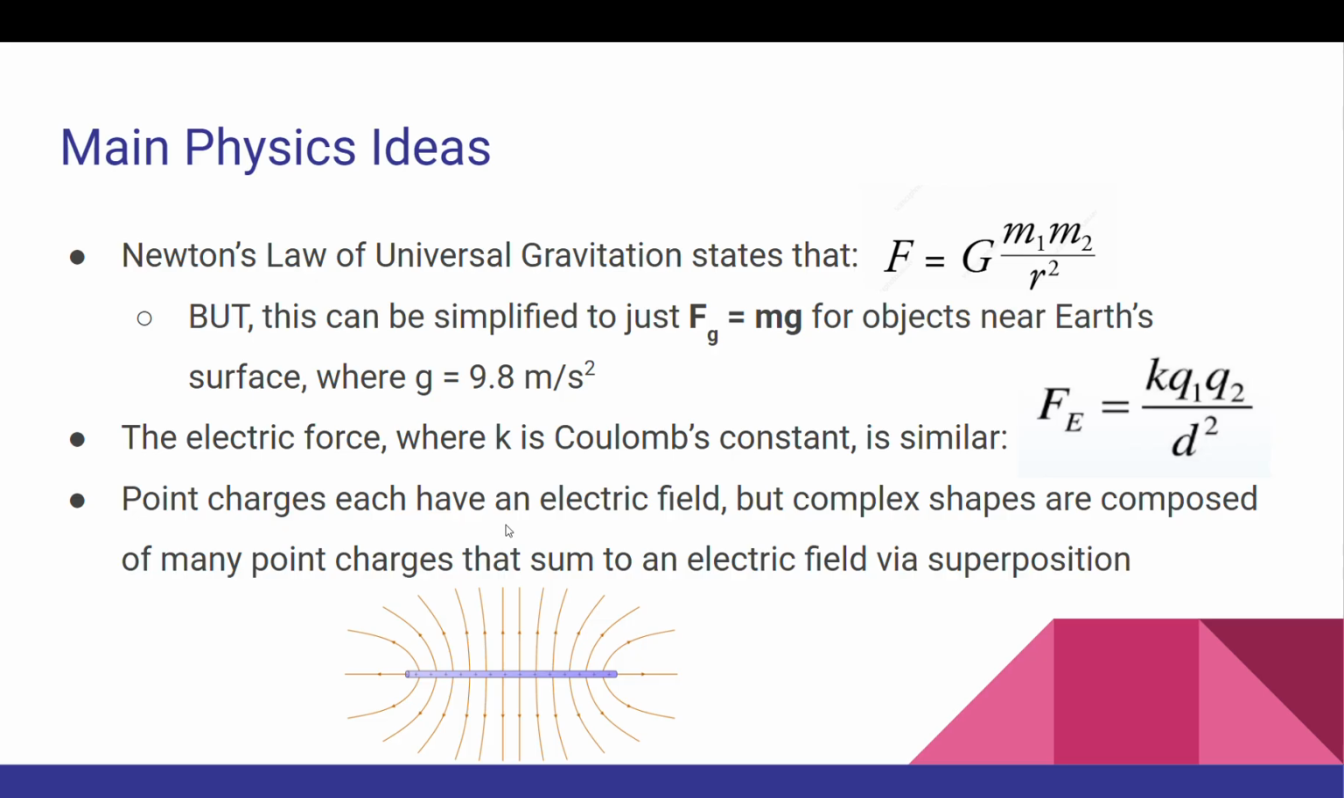Point charges each have an electric field, but complex shapes are composed of many point charges, like this rod, for example, that sum to an electric field, a superposition, as shown in the diagram below, of this positively charged, radially outward pointing charged rod.